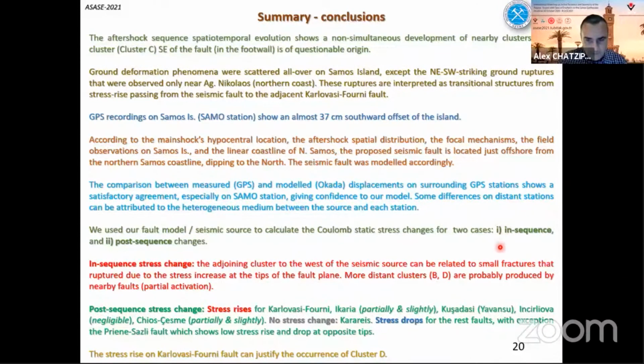So we found also some distribution of stress changes, both stress rise and stress drop, in various faults. And as I said, the different clusters appear to be produced by transfer of stress into adjacent faults, either on stress drop areas or on stress rise. We think that both regimes can produce those clusters. So these were also the conclusions from this proposed model.